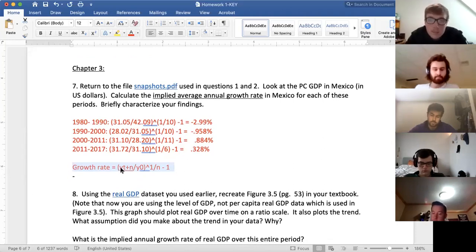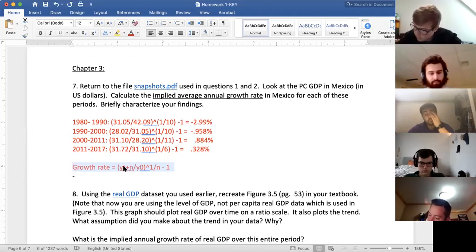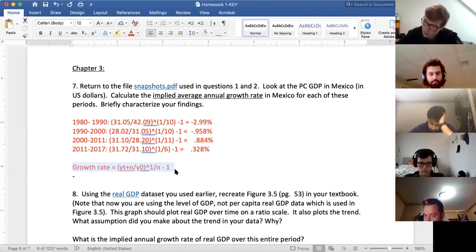You take output in period t plus n, in other words, output at the end of the period divided by output at the beginning of the period, all to the 1 over n power minus 1. That's how you calculate the implied constant annual growth rate. What many of you did is you took the output in 1980, subtracted it from output in 1990, and then just divided by 10. But you can't do that, because what you're calculating is an average growth rate as if there's no compounding.